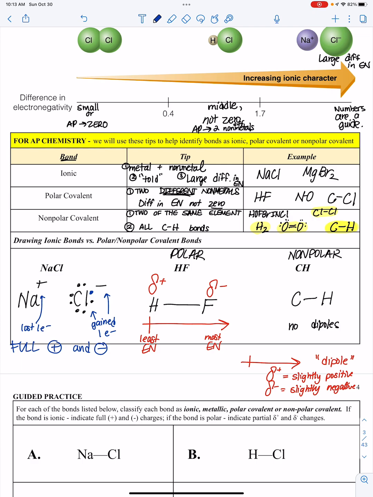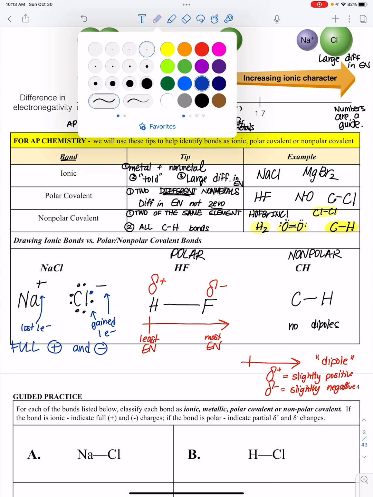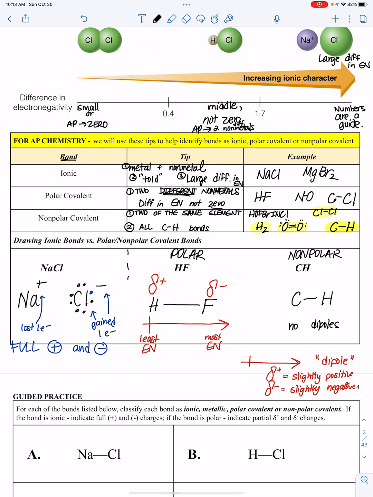For our polar molecules here, I'm going to try and draw a dotted line so I can separate them. For our polar molecules here, we draw poles. We draw an arrow. I'll highlight that again. We draw an arrow. It goes towards the most electronegative element. We draw a vertical line on the least electronegative element, and then we end it. We put the delta minus.